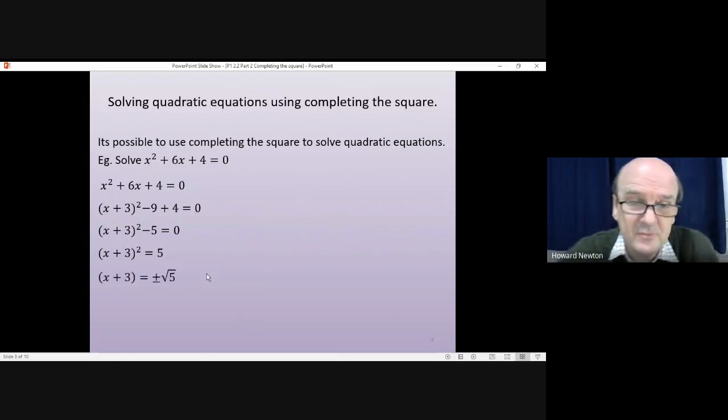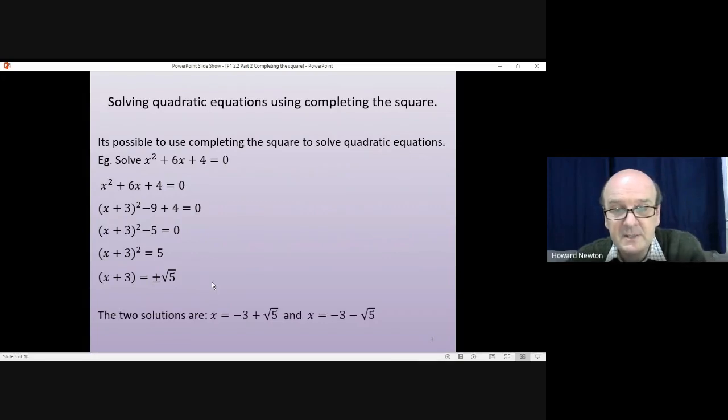That gives me x plus 3 equals root 5, and I do need to remember it could be plus the root of 5, but it could also be minus the root of 5, because minus root 5 times minus root 5 is also plus 5. Last thing I need to do is move the 3 to the other side, and that gives me the two solutions. X equals minus 3 plus root 5, x equals minus 3 minus root 5. And that is how I'd write down the answer. You could write it as a decimal, but nearly always it's preferable to leave it in surd form.